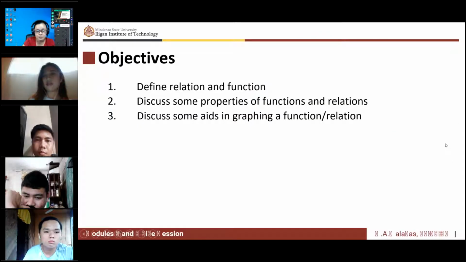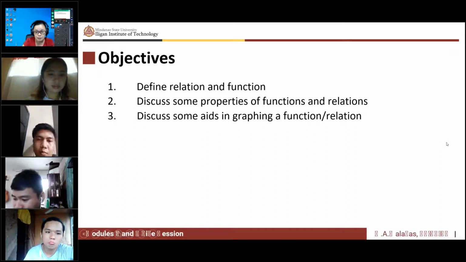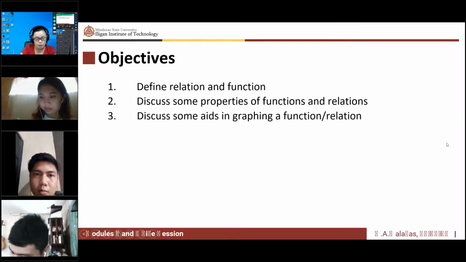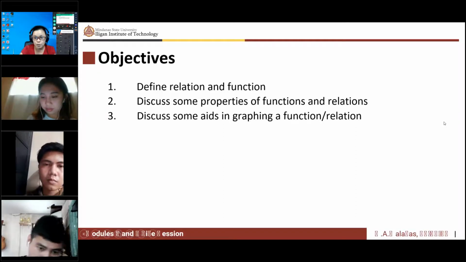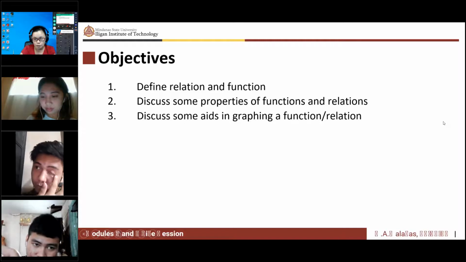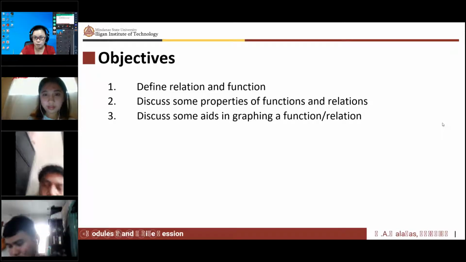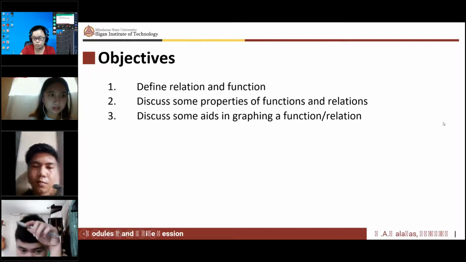Okay, the objectives of my talk are first to define relation and function, to discuss some properties of functions and relations, and to discuss some aids in graphing a function or relation. All right, I presume you have already studied the modules given to you. I hope so, because what we will be discussing now are just supplemental modules.